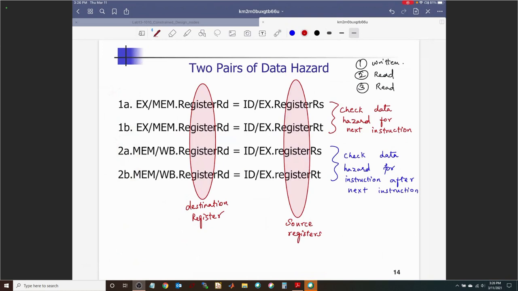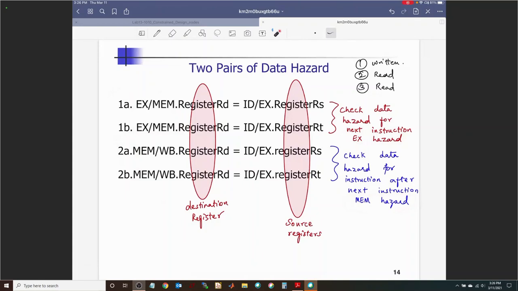That's called the EX hazard. This is called the MEM hazard. And the way you fix that EX hazard is by forwarding the XMEM register contents to the next one, to the ALU, or the A MEM. Take a look at that.